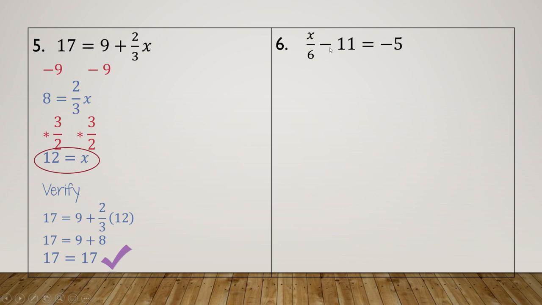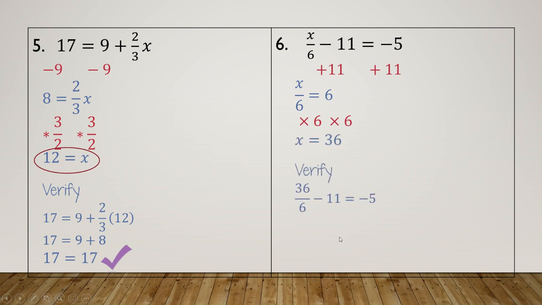Number 6. To get rid of this minus 11, that's with our variable, add 11 to both sides. And now x is divided by 6. The inverse operation of dividing is multiplying. So I'm going to multiply both sides by 6. That divide and multiply cancel each other out. They are inverse operations of each other. So we get x equals 36.